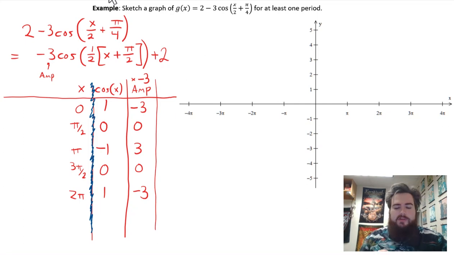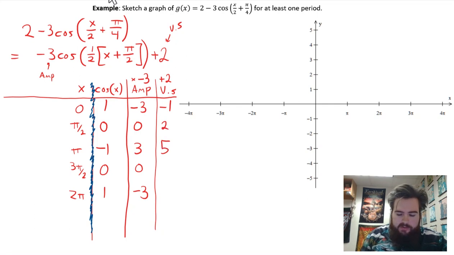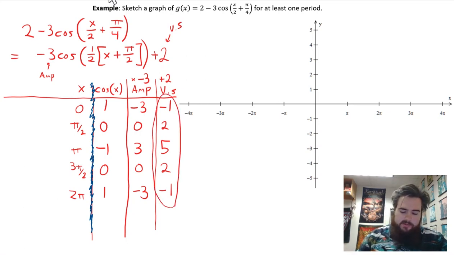Next, for the y values, I'm going to apply the vertical shift. The vertical shift is the value of +2 that we have in this case, and that's what I'm going to do. I'm going to add 2. That will give me -1, 2, 5, 2, and back down to -1. These 5 values over here will correspond to my new y values, or my new y coordinates. Once I find the x coordinates and pair those, I can make my graph.